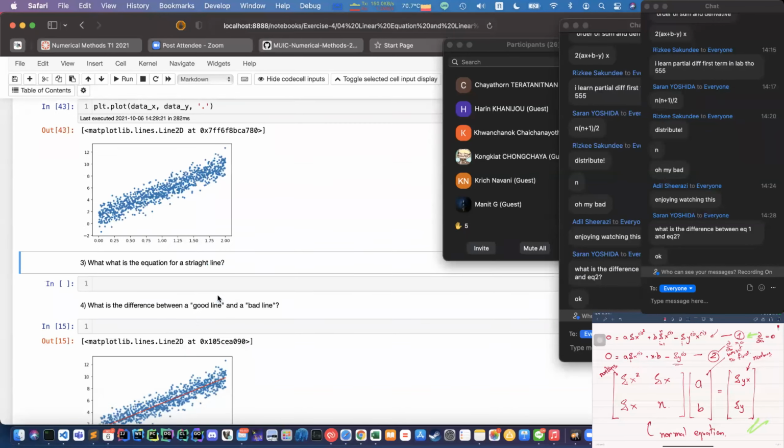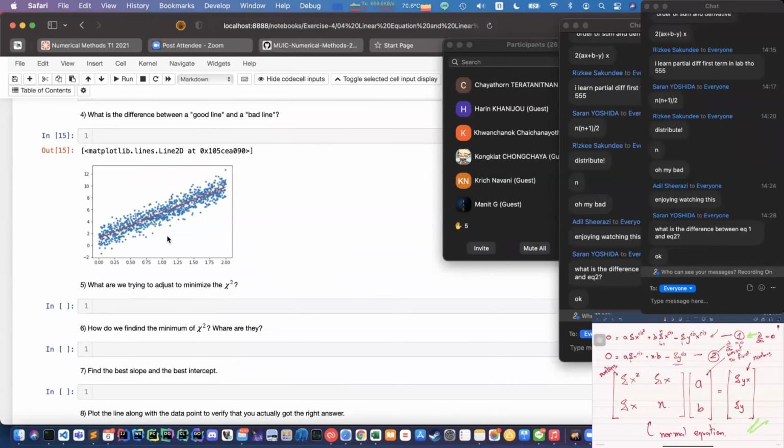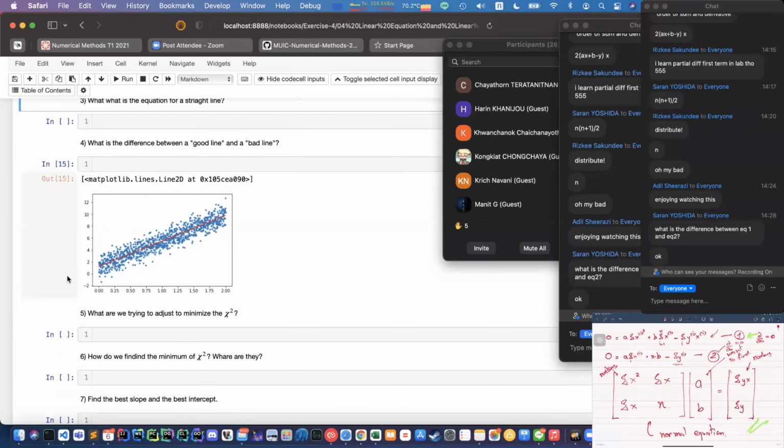So what I want you to do is get this line for me. Find A and B and make this plot. And tell me what you got. Find that red line for me.